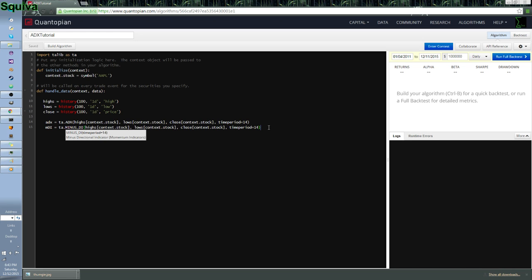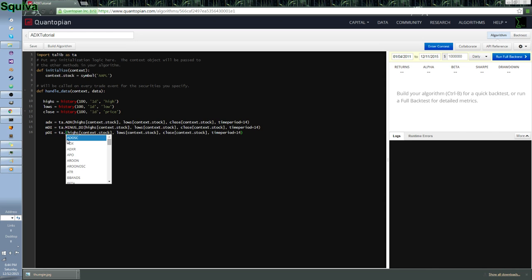Minus DI. So this is going to be our minus DI like I talked about. It's the highest price or the lowest price. This is going to be the lowest price of today minus the lowest price of yesterday. PDI. It's going to be the plus DI. Okay, so now what we're going to do. ADX, the pointer is going to be minus 1. Minus DI is going to be equal to MDI with a pointer negative 1. And plus DI equal to PDI, pointer negative 1.